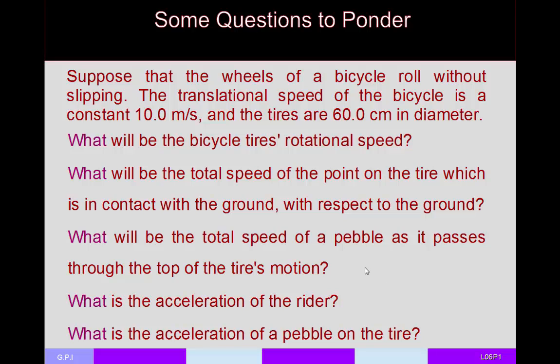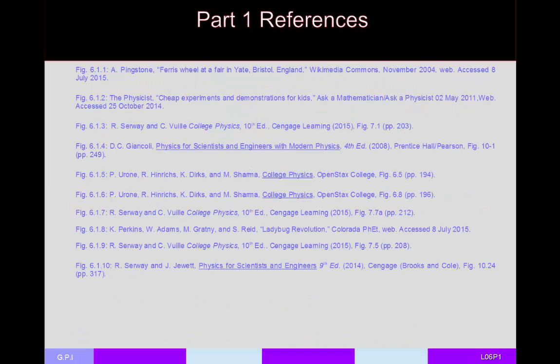What will be the total speed of a pebble as it passes through the top of the tire's motion? Again, that's kind of a conceptual question. What's the acceleration of the rider? That's a simple conceptual question. And what's the acceleration of a pebble on the tire? So you should think through what these questions are. Some of them are very conceptual and easy. Some of them maybe are a little bit more difficult. They should all be fairly straightforward. And that's actually it for part 1 of this set of lectures.